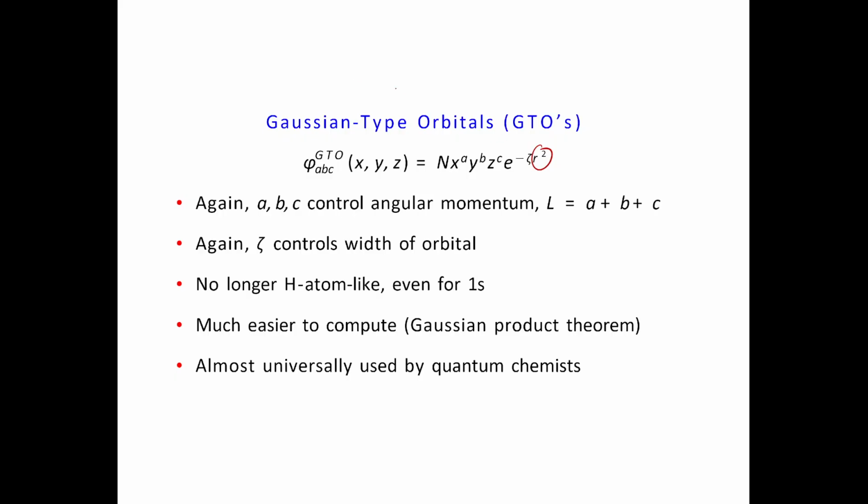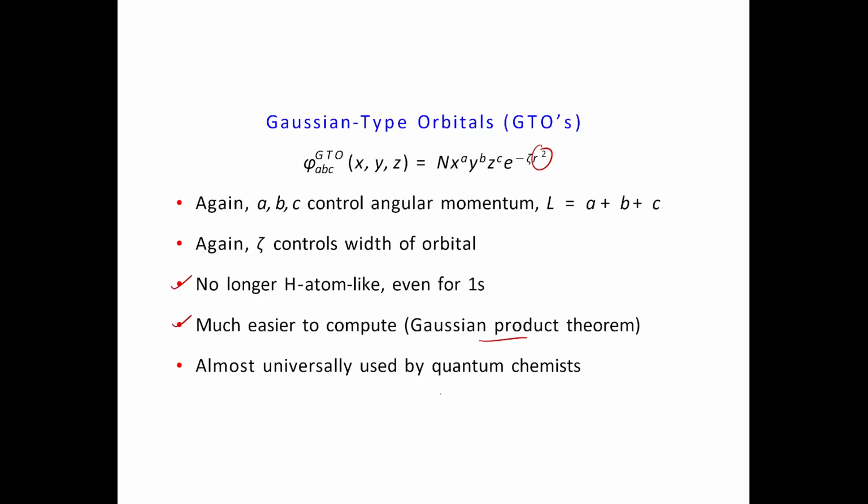Okay, so Gaussian type orbitals are e to the power minus zeta r squared. Again, here a, b, c control the angular momentum, and the total angular momentum is L equal to a plus b plus c. So for 2s, 2p, 3d, the angular momentum is controlled by these a, b, c parameters. Now these are no longer H-atom-like, even for 1s, because this is e to the power minus zeta r squared. But this is much easier to calculate, because of the Gaussian product theorem.